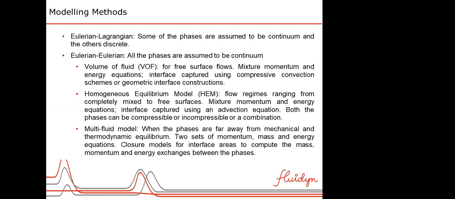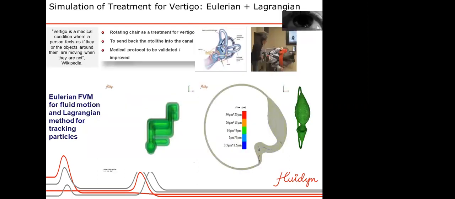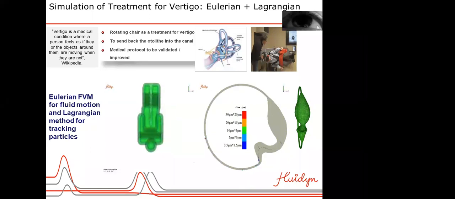So we will start with an example of the Eulerian-Lagrangian framework. That is a combination of Eulerian and Lagrangian frameworks to solve a problem. I will try to introduce some of the problems that we have done in the past along with these methods.